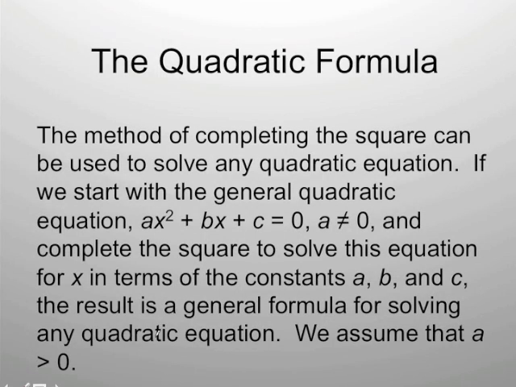The method of completing the square to solve a quadratic equation can always be used to solve any quadratic equation. If we start with the general quadratic equation, ax squared plus bx plus c equals 0, where a is not equal to 0, and complete the square to solve this equation for x in terms of the constants a, b, and c, the result is a general formula for solving any quadratic equation.